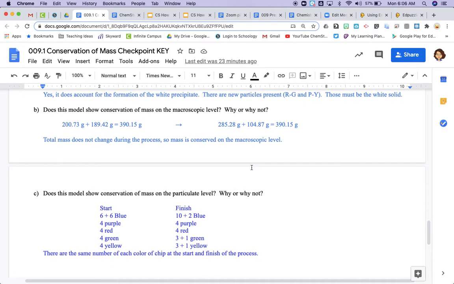Does this model show conservation of mass at the particulate level? Indeed it does. If you were to go through and count all of those chips, you'll find out that the total number and proper colors of chips exist both at the start and at the finish. So while I can't get your checkpoint back to you, this should give you some idea what an appropriate answer would have looked like, and you probably remember enough about doing this that you know whether you did a pretty good job with your checkpoint or not.